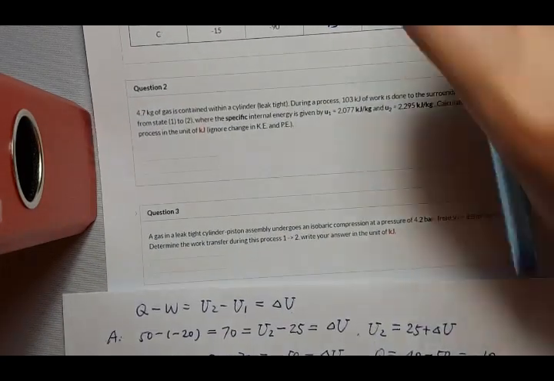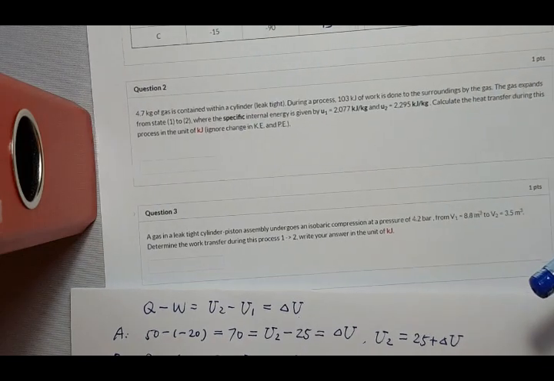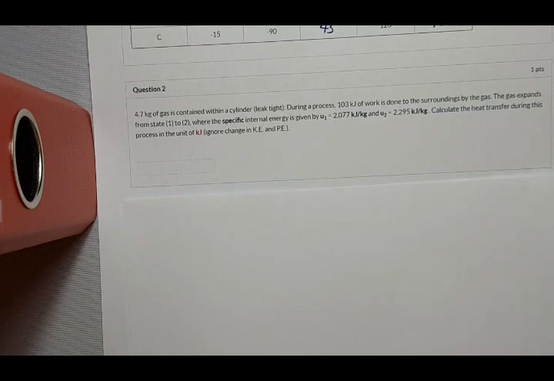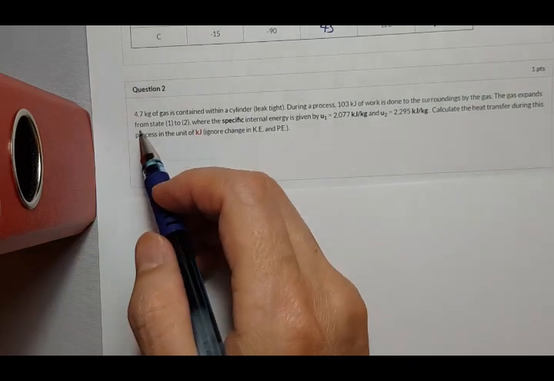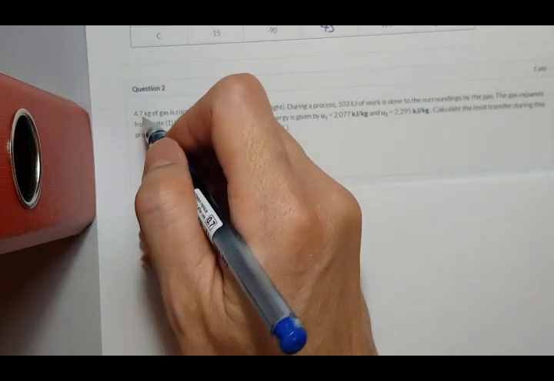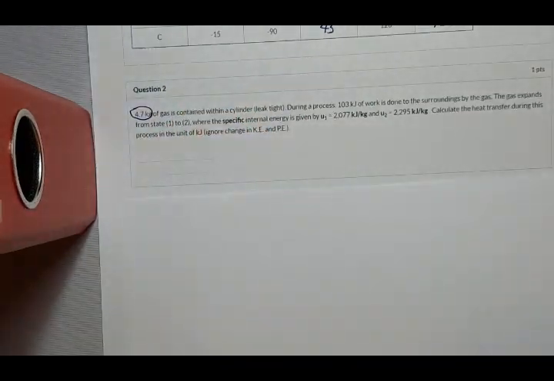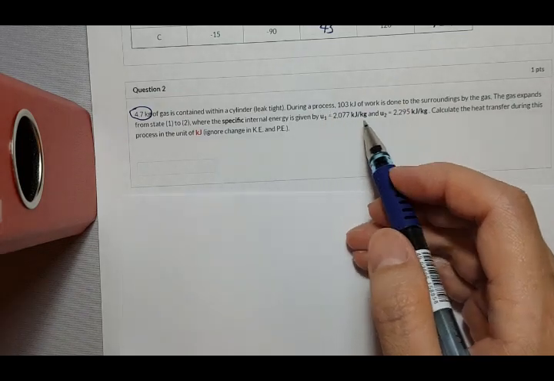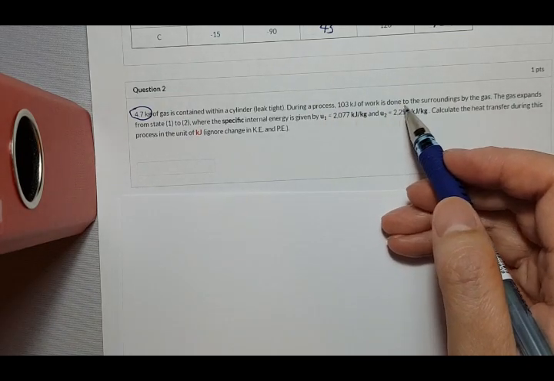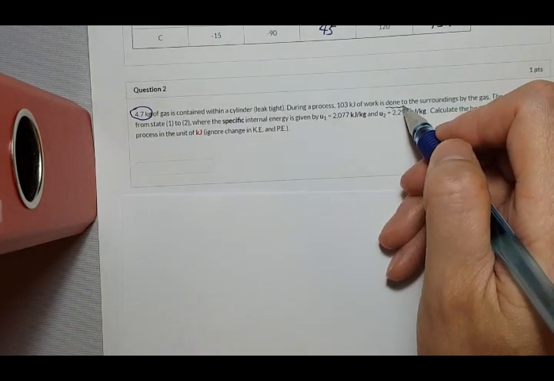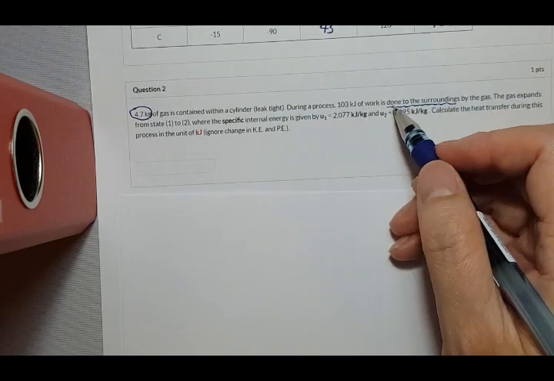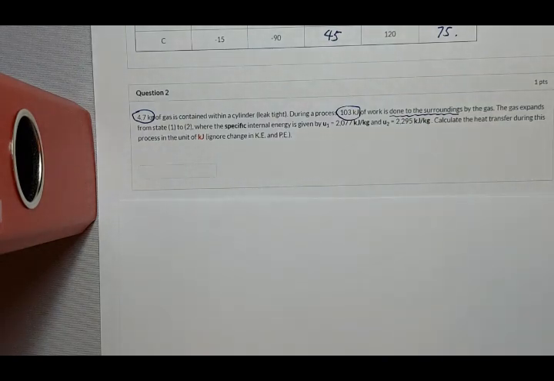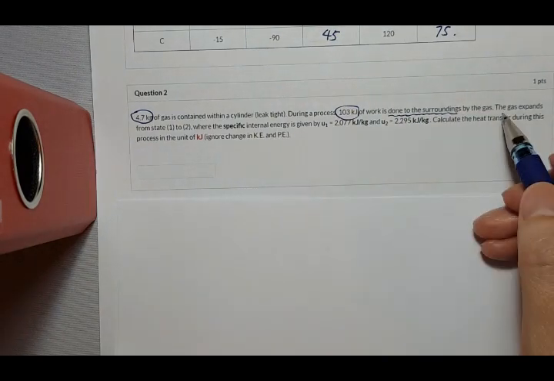Now let's move to question 2. So question 2 here. So we know the mass, right? So the mass is a fixed value, meaning that this is again a closed system, cylinder. So this is a process. So we know the work is done to the surroundings. Okay, so this is somehow important because when work is done to the surroundings, the value here given should be positive. Okay, should be positive.